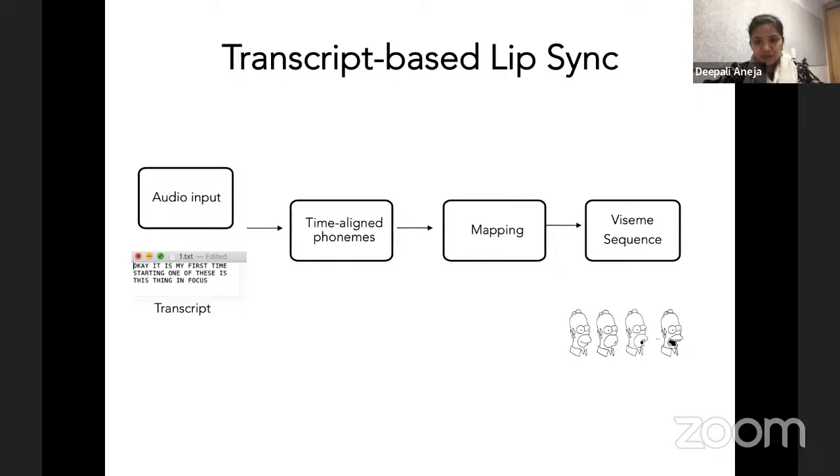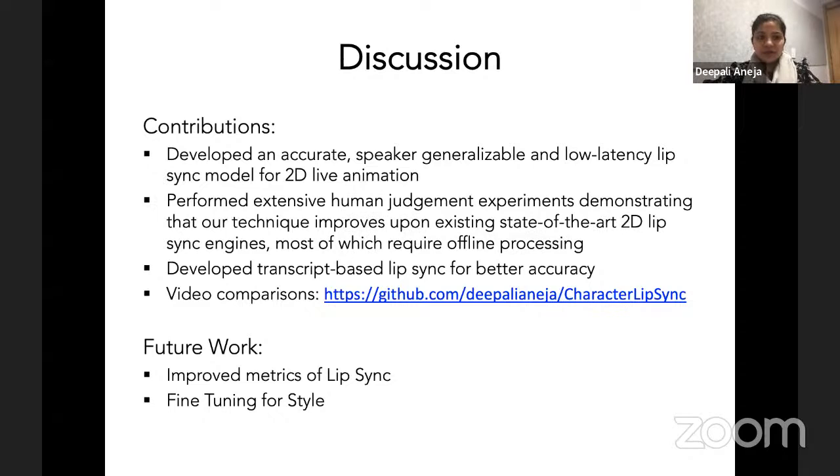So, a quick overview of the different methods and results I showed. We developed an accurate, speech-generalizable and low latency lip sync model for live 2D animation. We performed extensive human judgment experiments to demonstrate the technique improves over existing state-of-the-art results. And we developed transcript-based lip sync for better accuracy. Some of the video results are also uploaded on GitHub to watch for later.